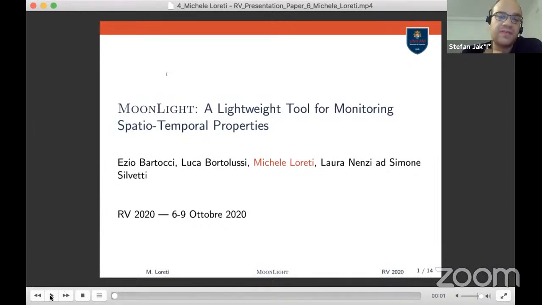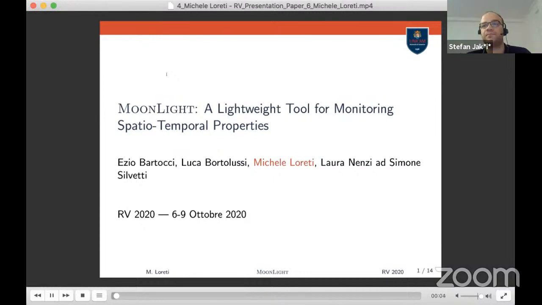The fourth talk of this session is actually about Moonlight, a lightweight tool for monitoring spatio-temporal properties. And our speaker today will be Michele Loreti from University of Camerino, Italy. So please start the presentation.